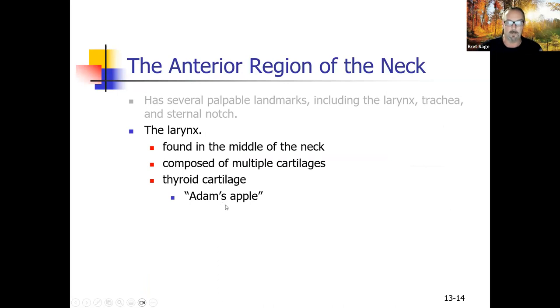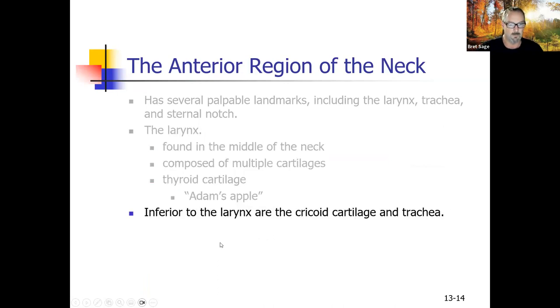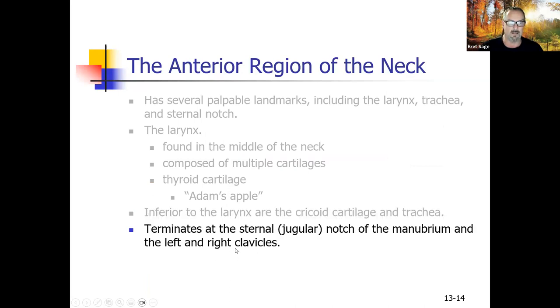Here's the uppermost part of your larynx. Inferior to the larynx are the cricoid cartilage and trachea. So the cartilage is inferior to the larynx. It terminates at the sternal or jugular notch. That's that little indentation. If you run your finger down your neck, you feel this little U-shaped indentation at the top of your chest cavity, or your thorax, rib cage, sternum. There's a little indentation that's called the sternal or jugular notch.